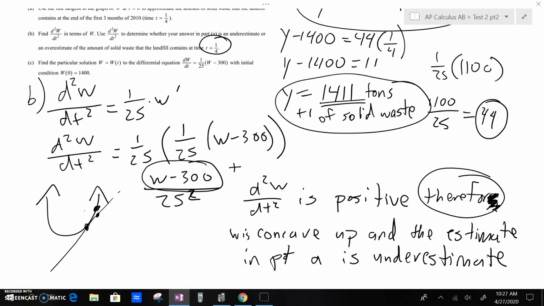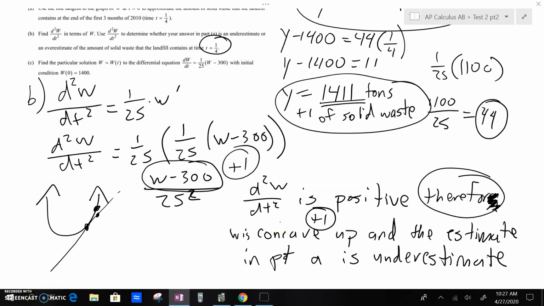Again, I like this because they're really making you think abstractly with these different pieces of an increasing function. We've got concave up, and then what does that mean about the estimate? And so the 2 points tied with this: you get a point for the second derivative expression, and you get a point for the analysis, saying that it's an underestimate and why.